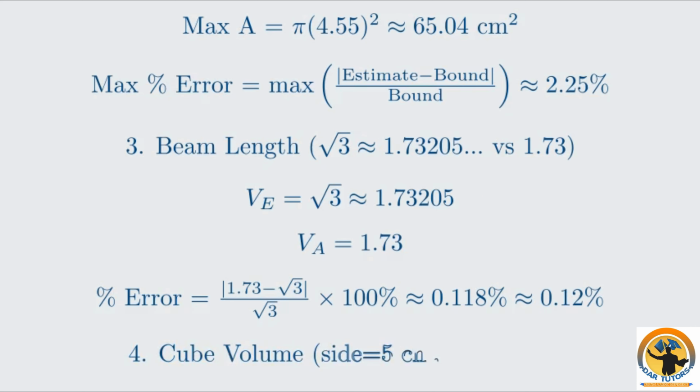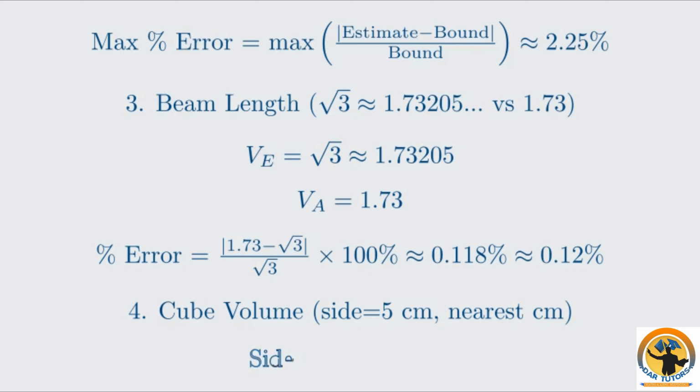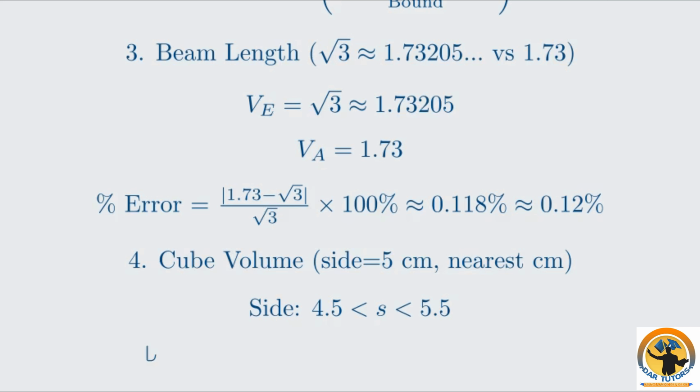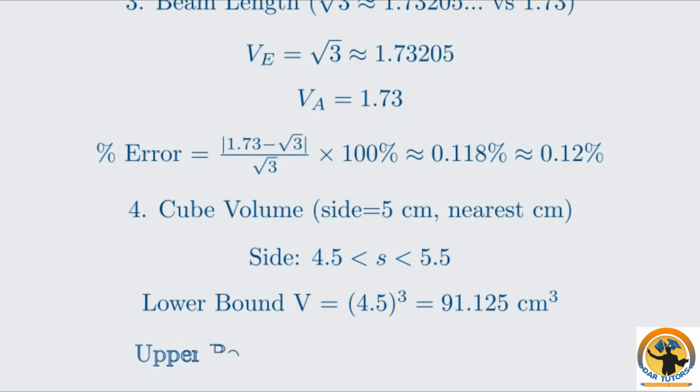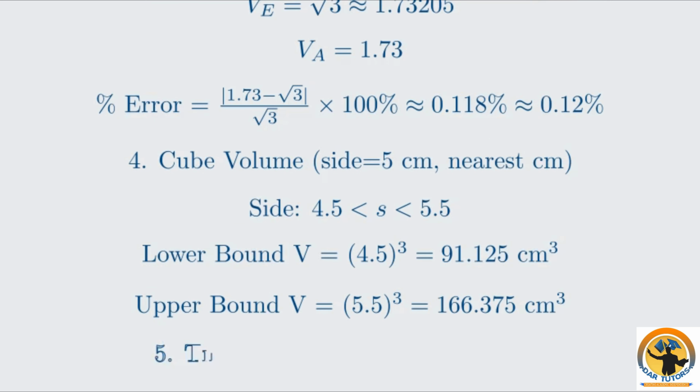Question 4 involves the volume of a cube. A side length of 5 centimeters gives a range of 4.5 to 5.5 centimeters. The volume is side cubed. The lower bound for the volume is 4.5 cubed, which is 91.125 cubic centimeters. The upper bound is 5.5 cubed, which is 166.375 cubic centimeters.